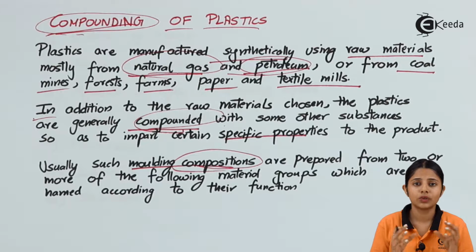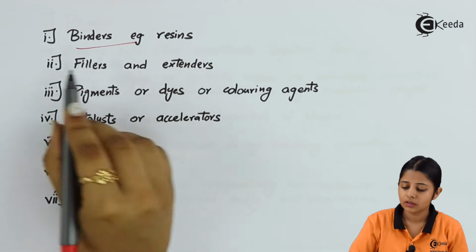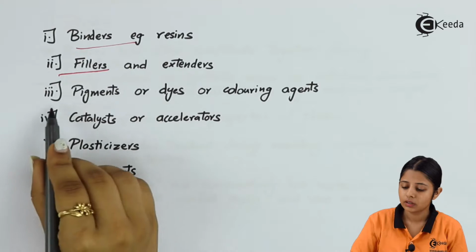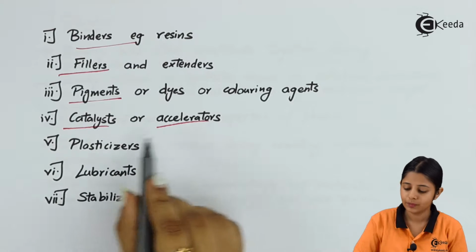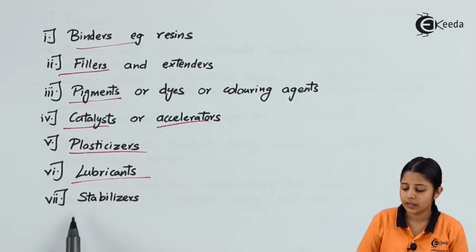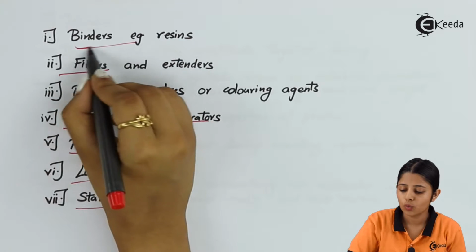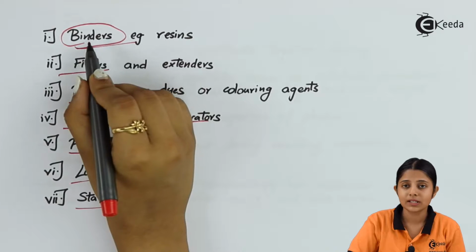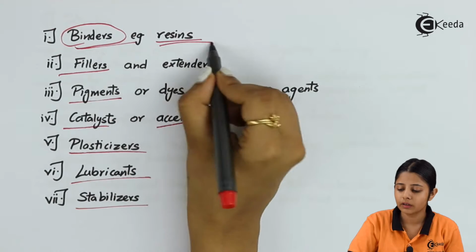Let us see all the different things which can be added to the plastic. So over here, the first thing we have are the binders, the second are fillers, the third are pigments, fourth are catalysts or accelerators, fifth are plasticizers, sixth are lubricants, and seventh are stabilizers. So now we'll see all of these in detail, but let us just know what these are. The first ones are the binders. Binders are nothing but used for binding the resins.